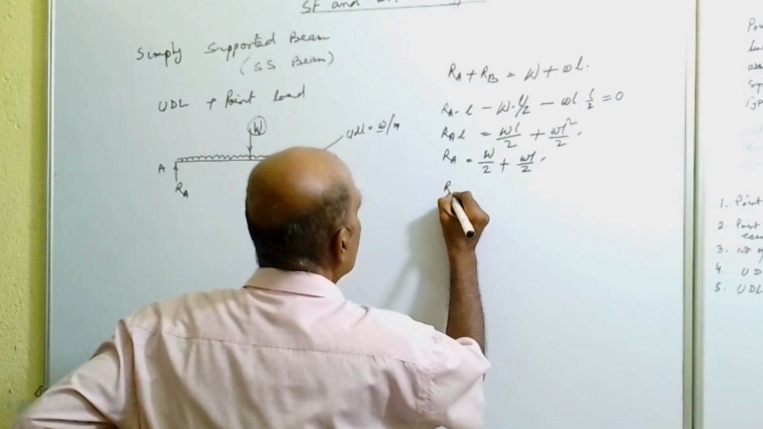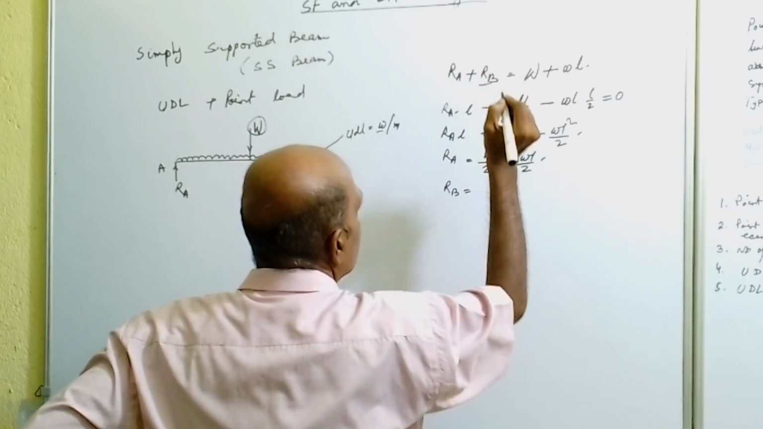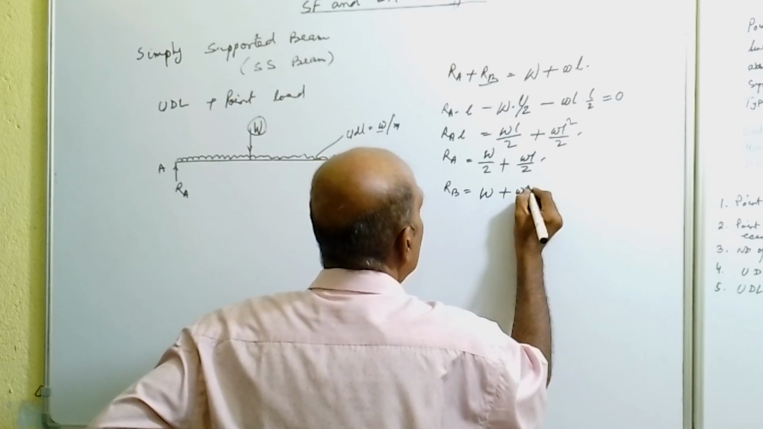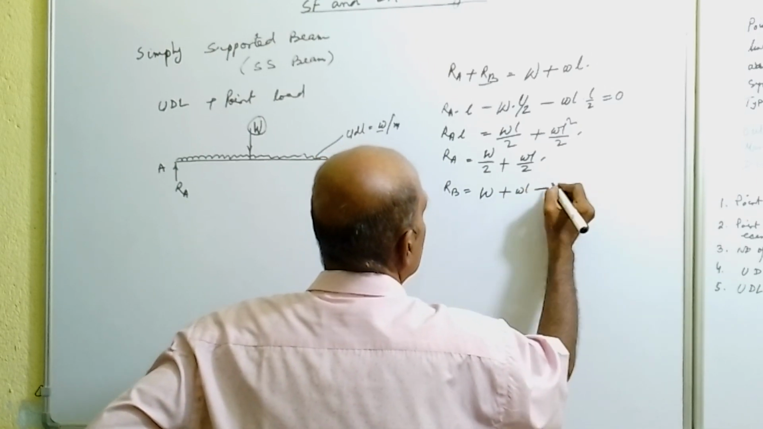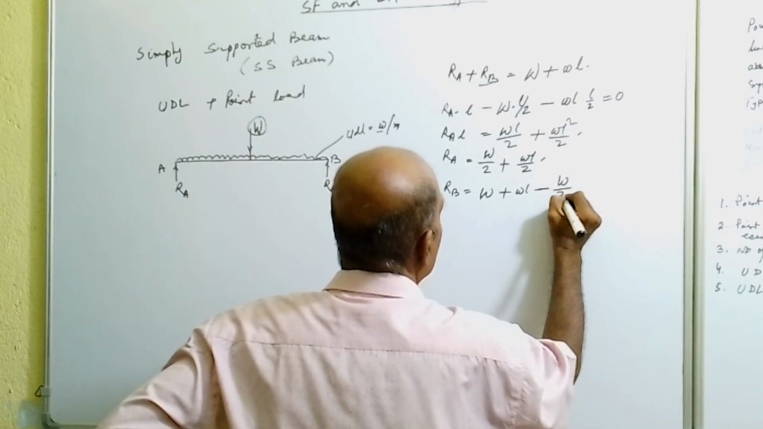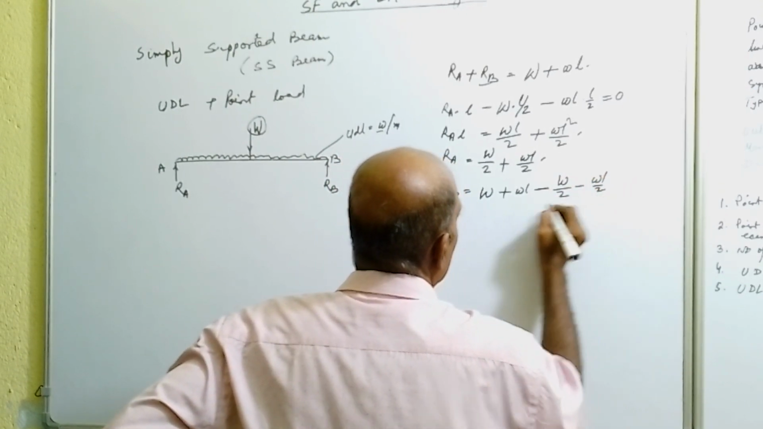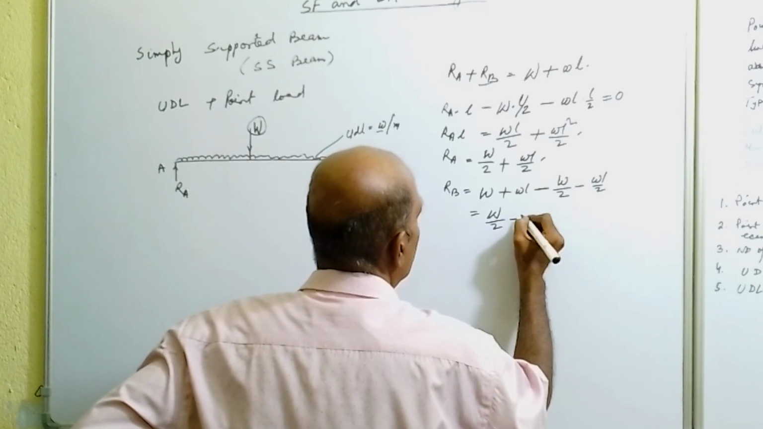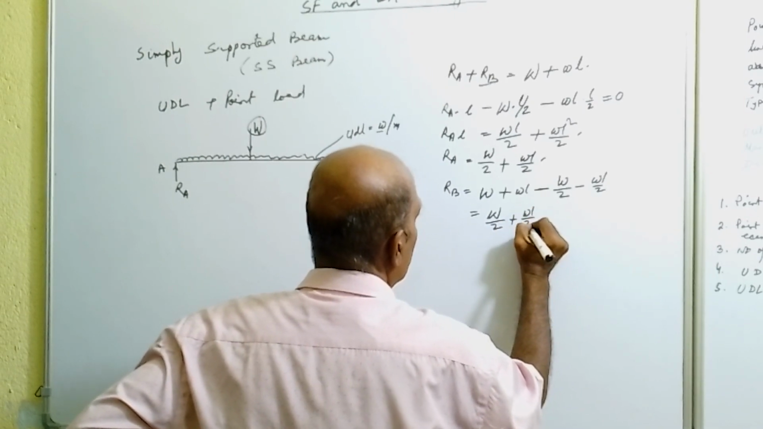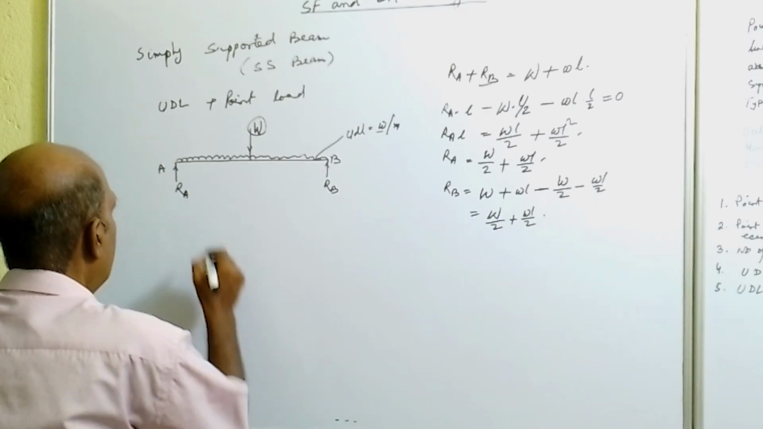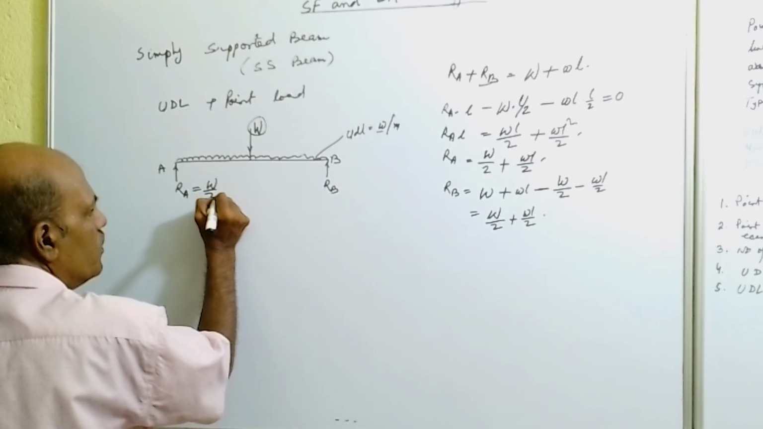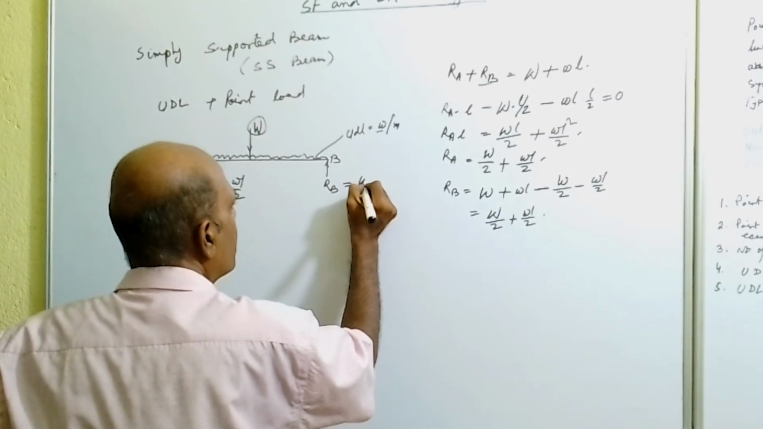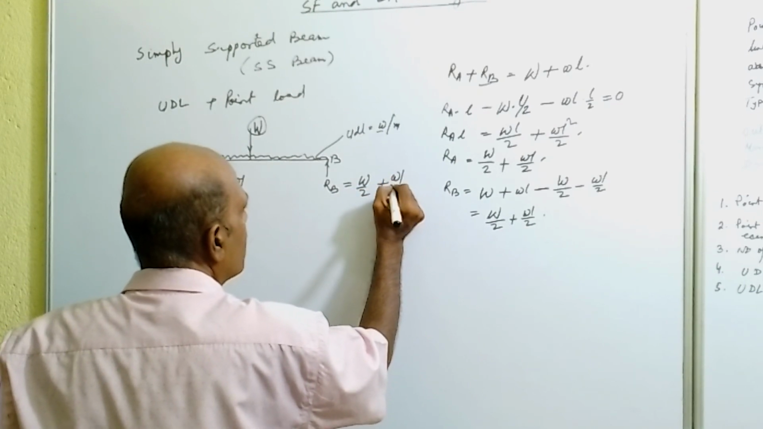Similarly, we can calculate RB from this equation, that is equal to capital W minus RA value, capital W by 2 plus wL by 2. So it will also be the same, capital W by 2 plus w into L by 2. So we have got RA and RB: capital W by 2 plus wL by 2, and here capital W by 2 plus wL by 2.